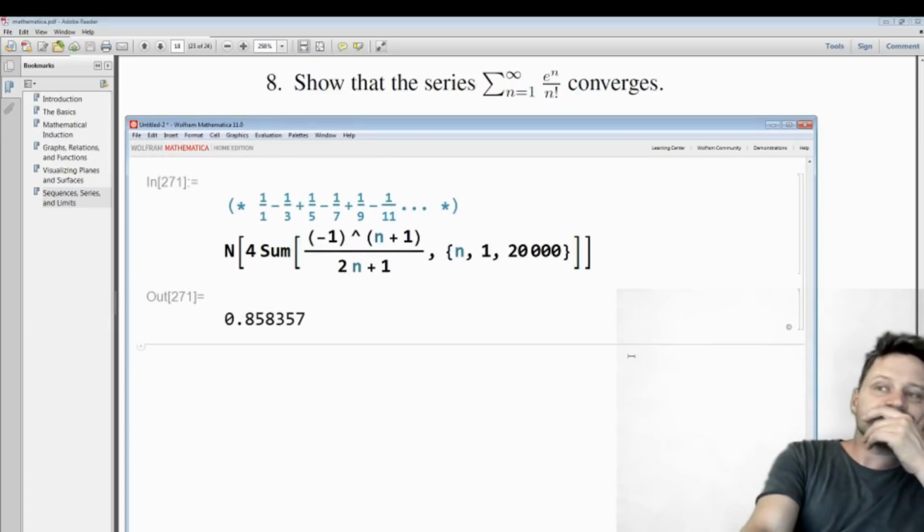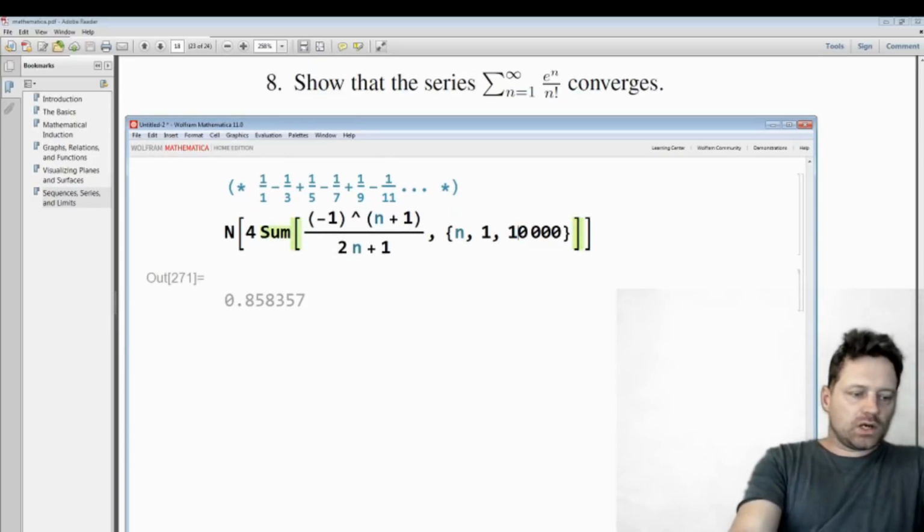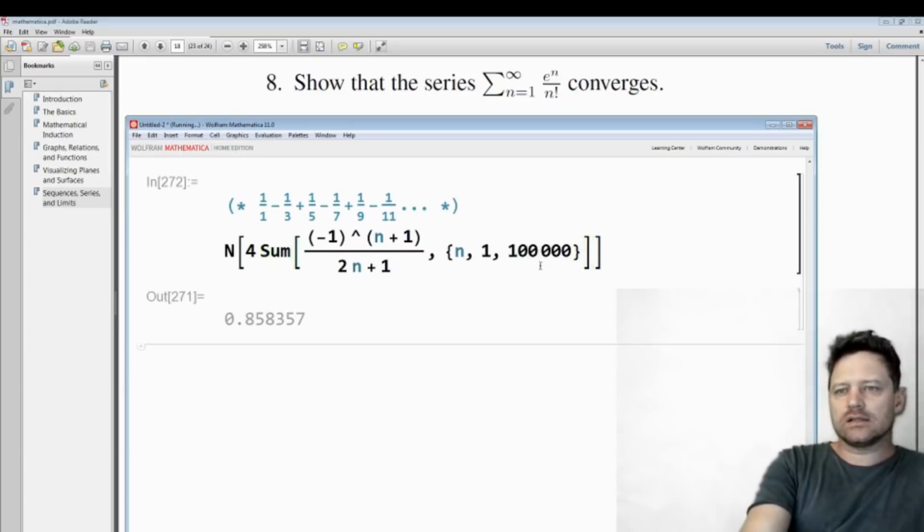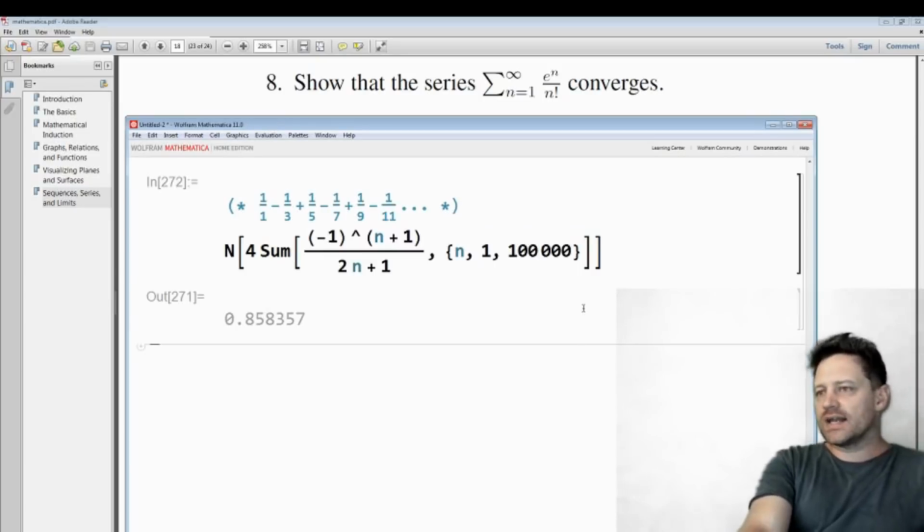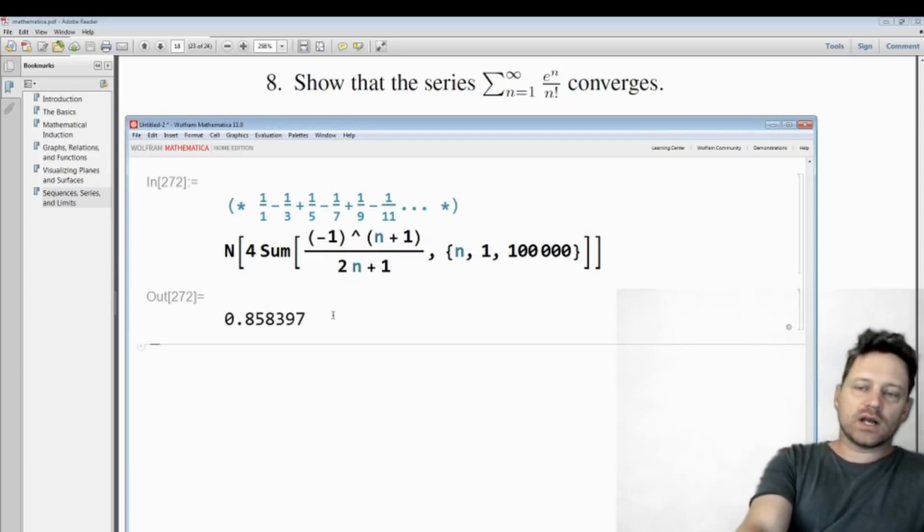20,000. Okay, 100,000. Waiting. Okay, it's still at 0.858397. All right, so this is probably converging extremely slowly from what we can see. All right, because this series actually converges to pi. It's well known.